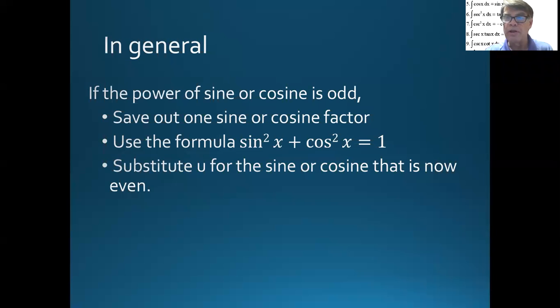All right, so here we have our first video on the integration of trigonometric functions when you have either sine to an odd power or cosine to an odd power, but the other one, if it's there, is even.